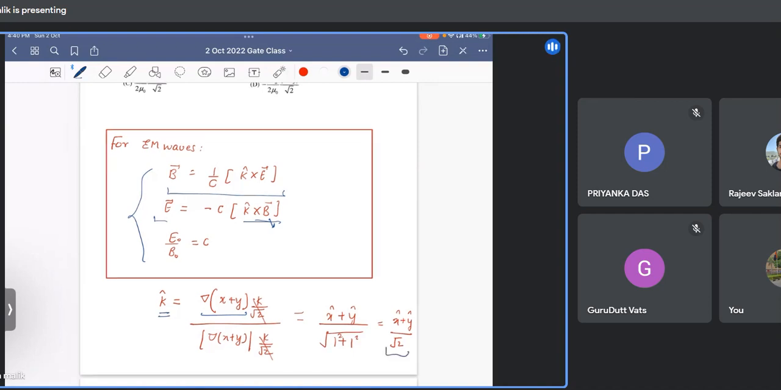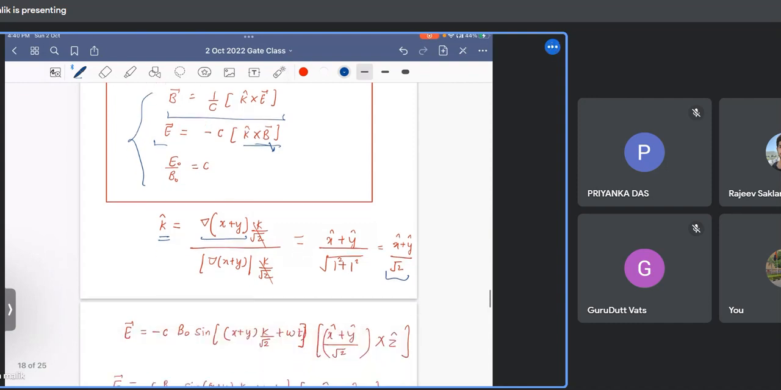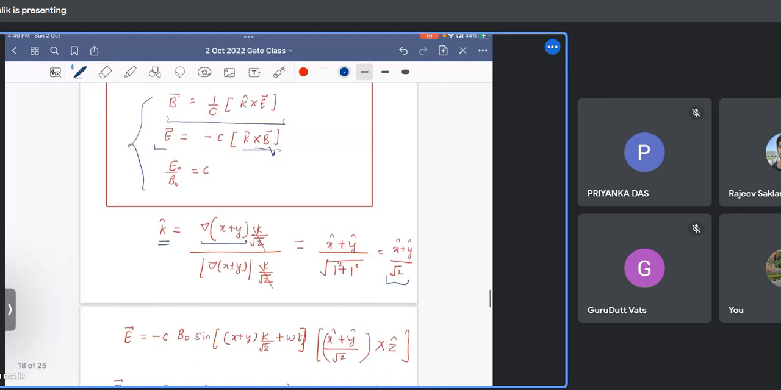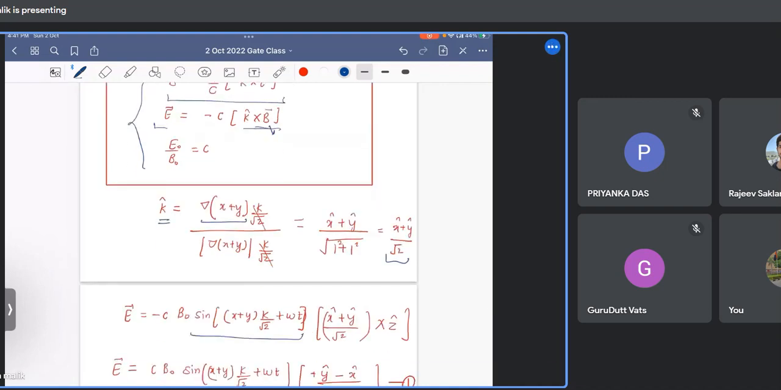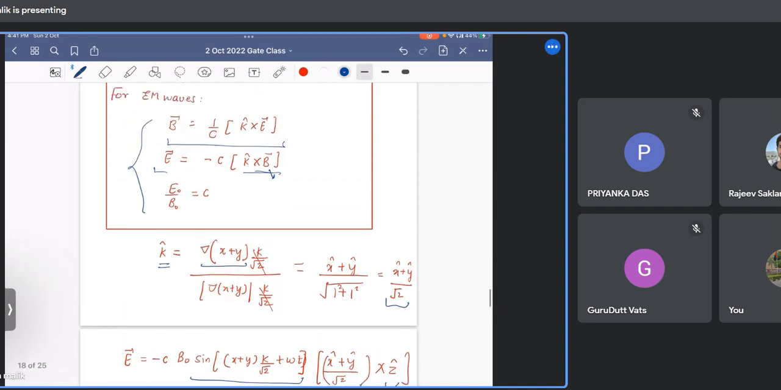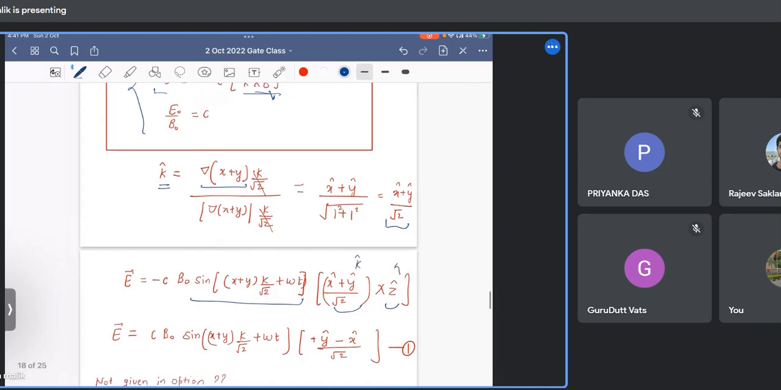So this is your k cap vector. So your electric field would be minus c, and this whole thing is coming from this b term and multiplication of this k cap cross z cap. Z cap is the direction of the b vector. So this vector is k cap cross b vector. This is coming from the b vector. So this is your electric field.